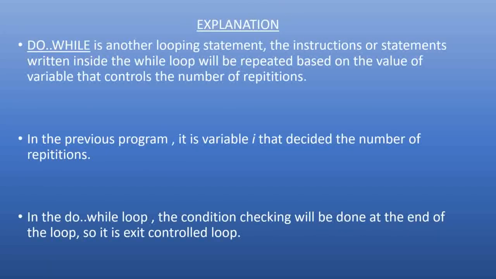So based on the value of the variable that controls the number of repetitions, the loop will be repeated. It is the variable I that decides the number of repetitions, n also. In the do-while loop, the condition checking will be done at the end of the loop, so it is an exit controlled loop.